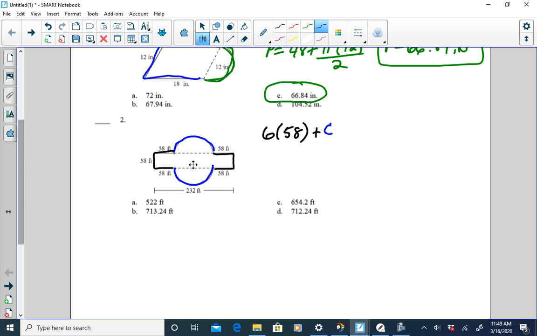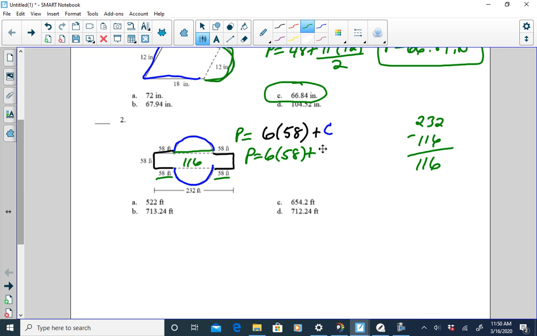But we need to know the diameter. Let's do that in green. I need to know the diameter of that circle. Well, how do we find the diameter? Well, if this whole distance here is 232 feet, and this is 58, and this is 58, 58 plus 58 is 116. So if we take 232 and we take away 116, that's going to give us 116. So that means then that that diameter is 116 feet. So the perimeter is going to be equal to the 6 times the 58 plus pi times the diameter of 116.